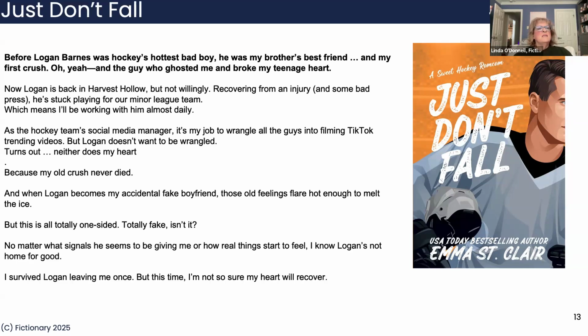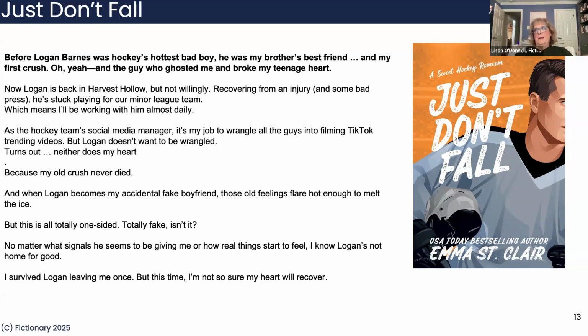Totally fake, isn't it? No matter what signals he seems to be giving me or how real things start to feel, I know Logan's not home for good. I survived Logan leaving me once, but this time I'm not sure my heart will recover.